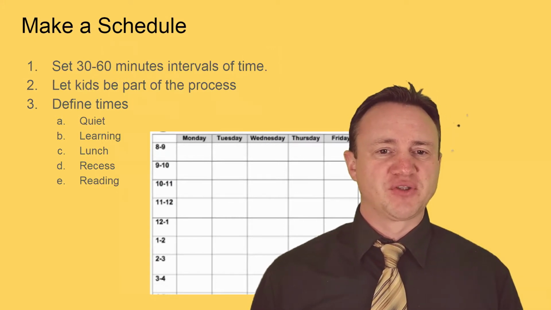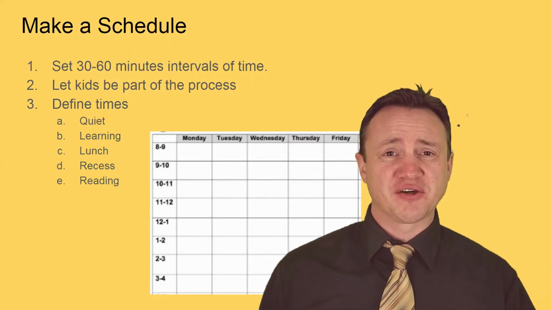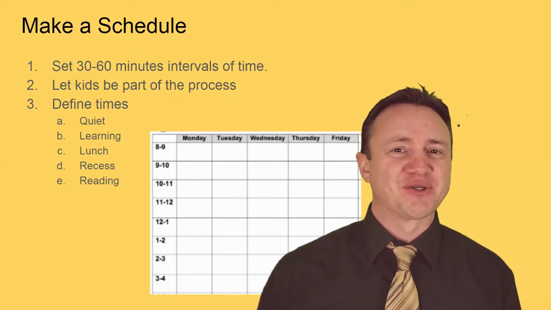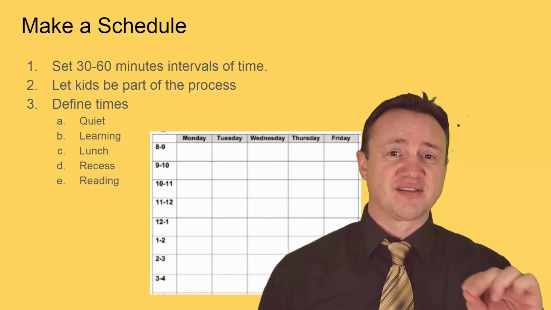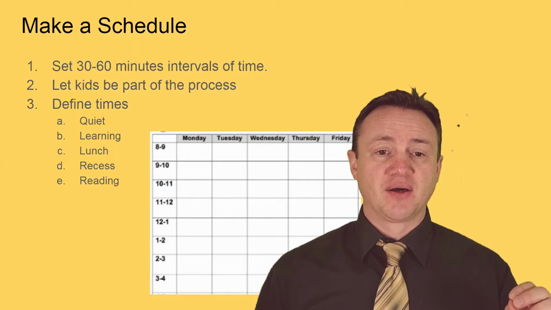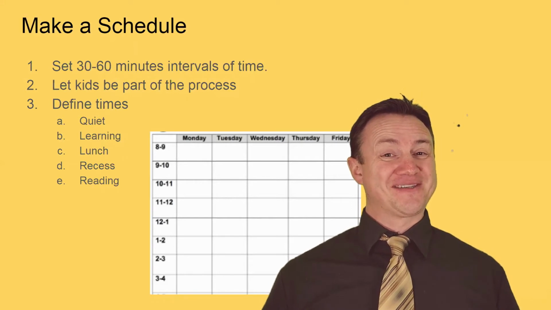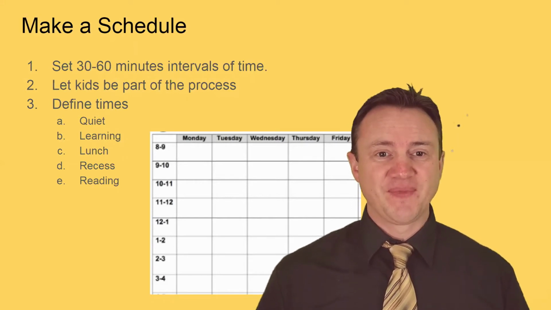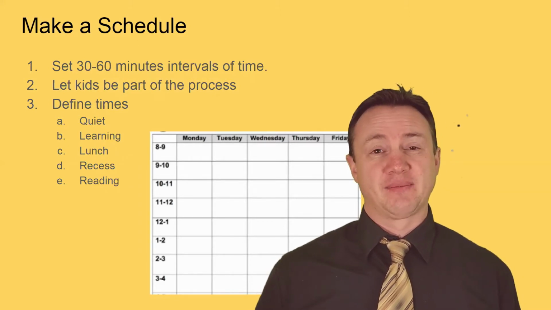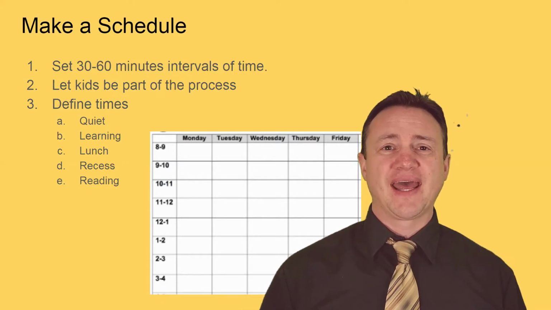And you want to be able to let the kids be part of this process too, to say what's going to happen at certain times. Ask them about what they are doing during school at certain times. You'd be surprised how much they can tell you in terms of what processes will take place. Define these times: when there's going to be quiet times, when there's going to be learning times. Of course, lunch and recess, some of the best, right? Also, look at reading times, and define those clearly in 30 to 60 minute intervals, breaking that down and having them be a part of it.